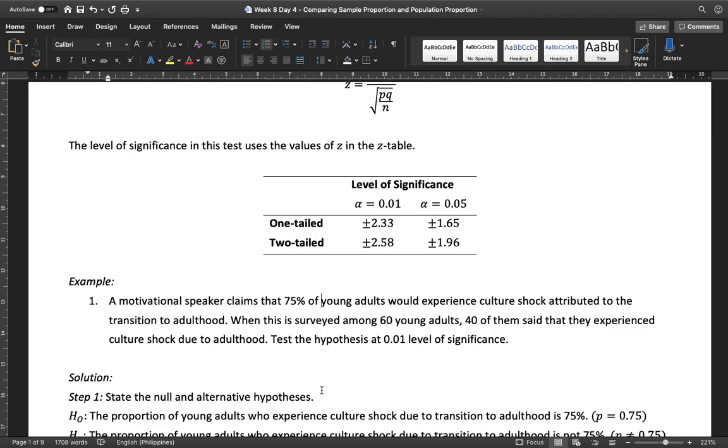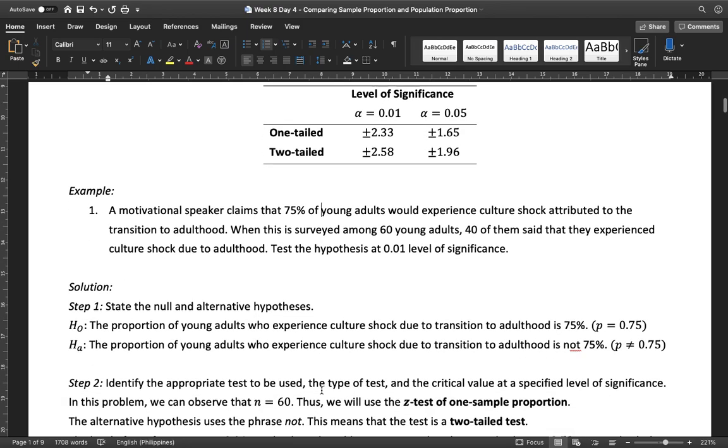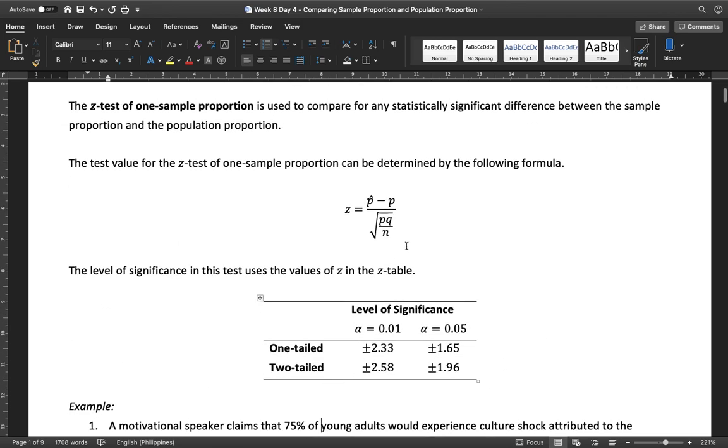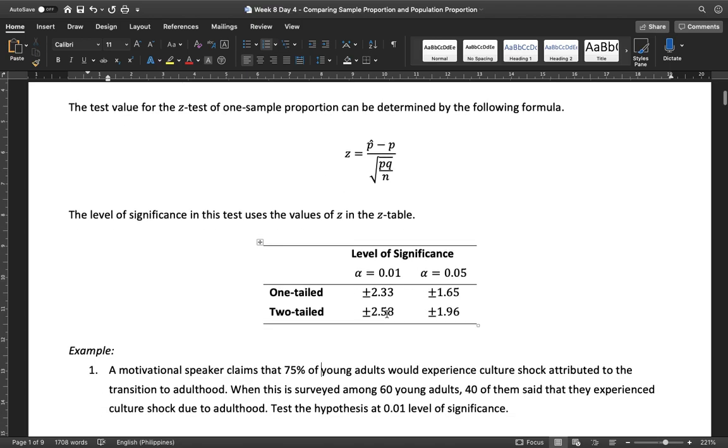So, let's have an example. Ganun pa rin naman yung steps eh. Same steps pa rin naman. Kung napapansin nyo lang sa mga test natin, ang naiiba lang dyan yung paano yung test value and paano yung critical value. So, that matters kasi, pero yung steps lang, generally, they all boil down to the same process.